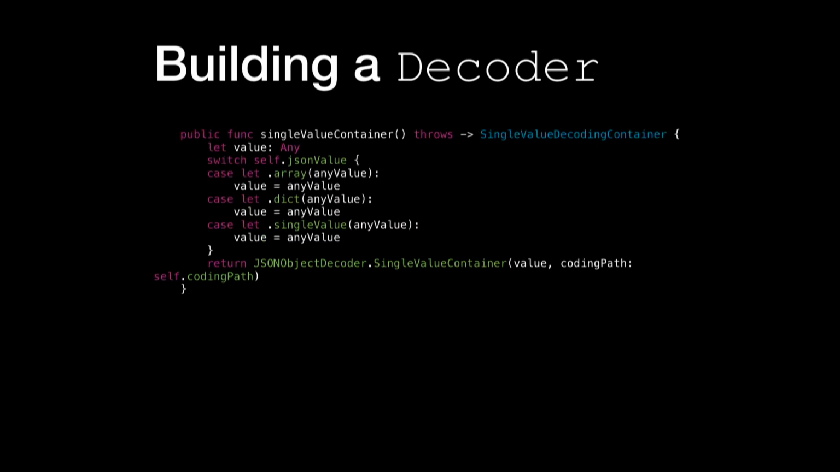And the single value container is even more straightforward. We're just going to take our JSON value, extract whatever value it's holding, and create a new single value container referencing that value.